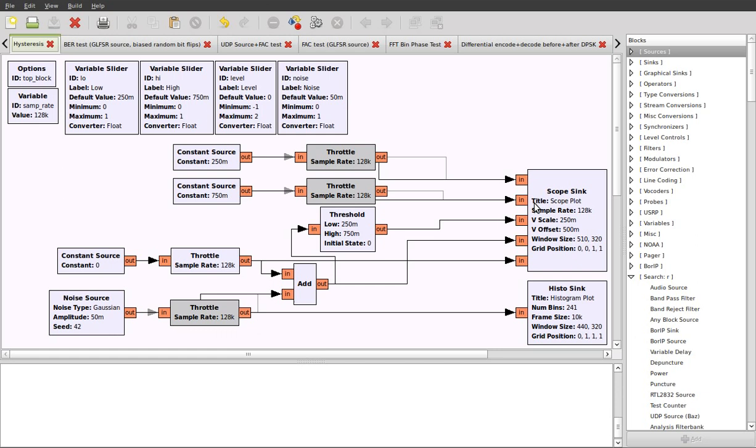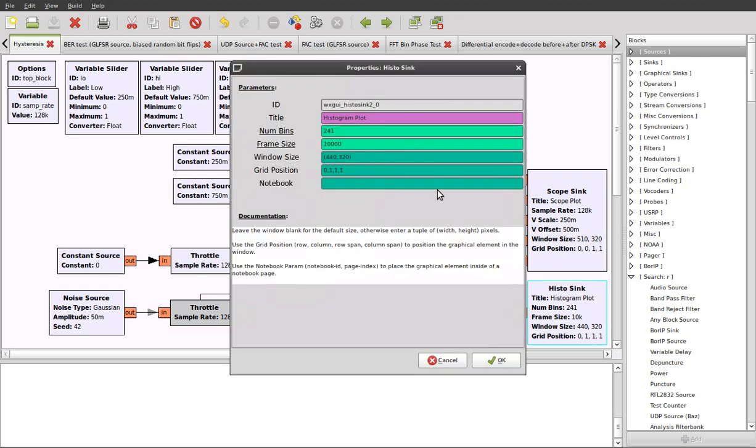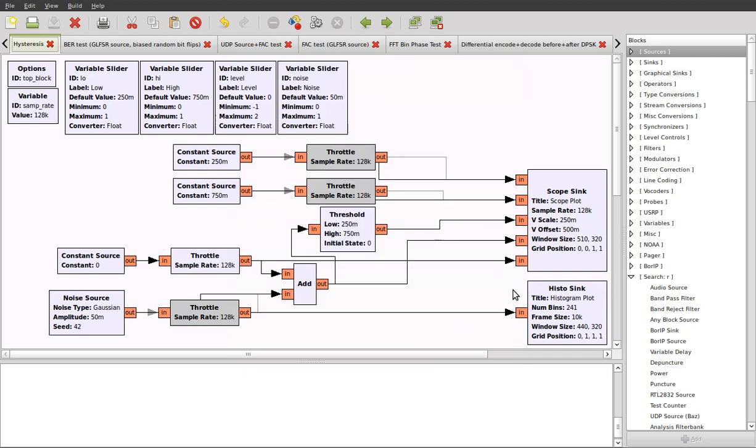Remember that here the sample rate for the scope sink actually only defines how the x-axis is drawn, or rather the labels for the x-axis in time are calculated. The histogram sink itself does not contain a sample rate, so there's no notion of timing here. It just takes in samples as they come through the graph. So that's the first one. Let's take a look at the second one.